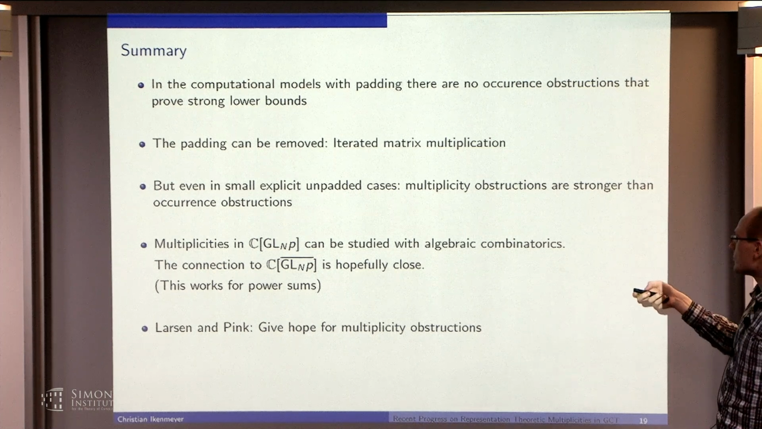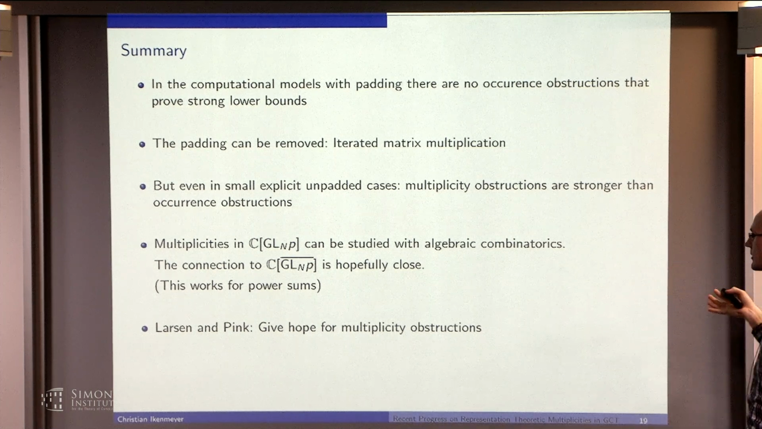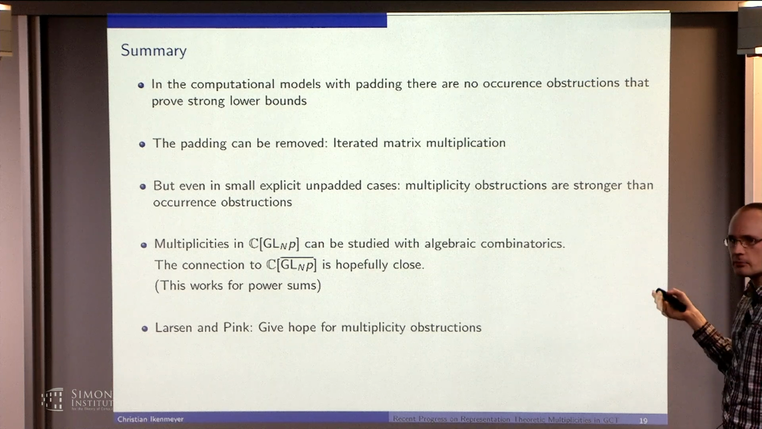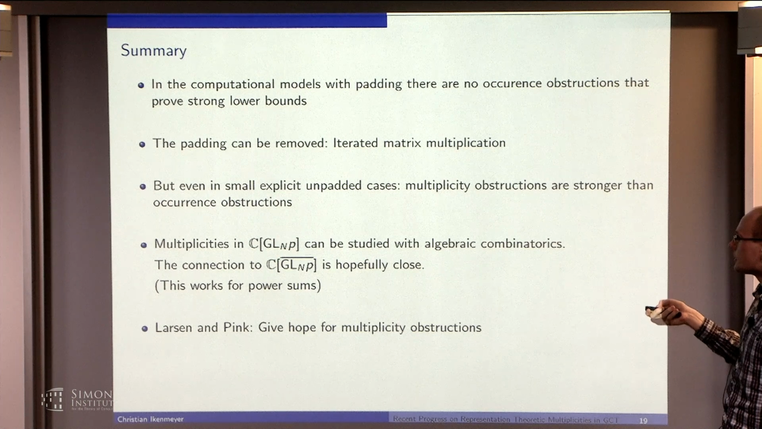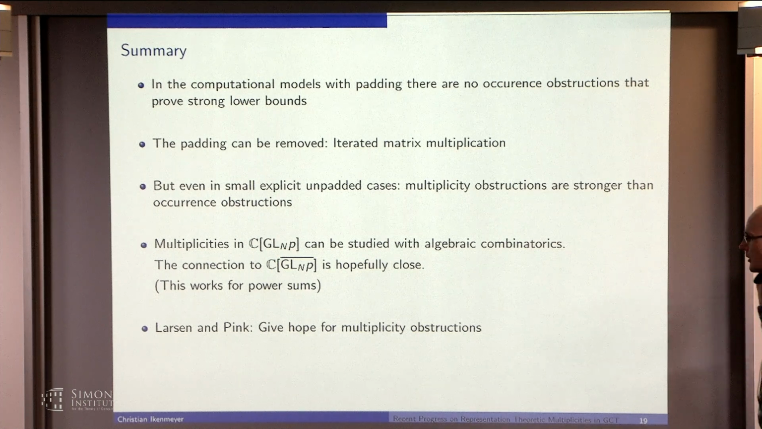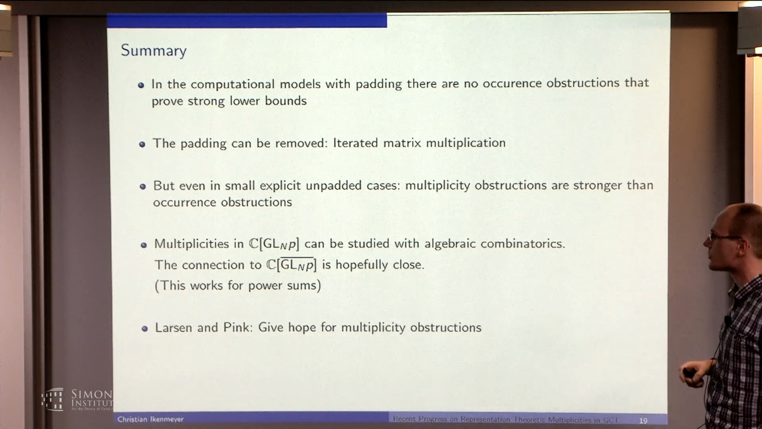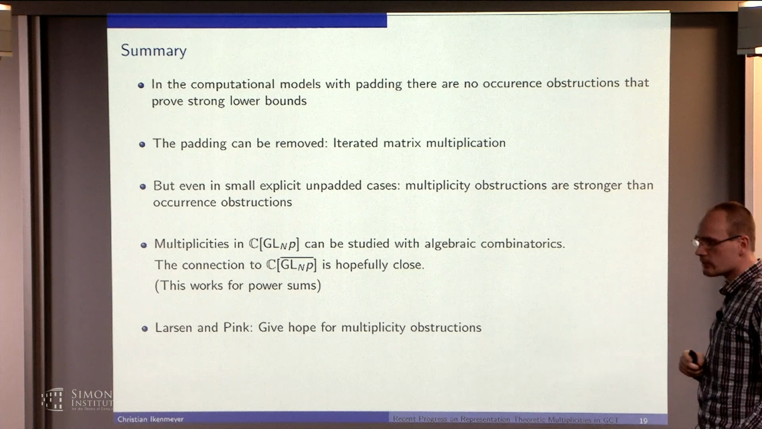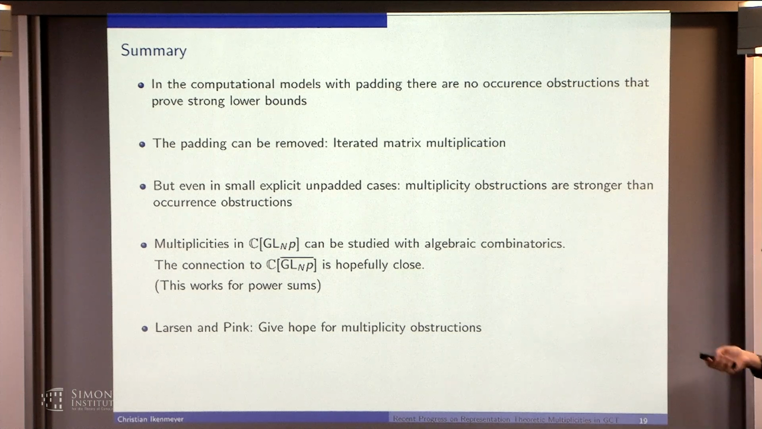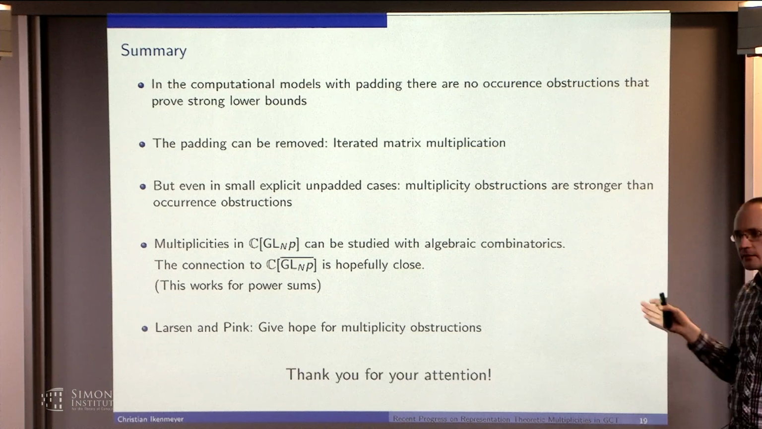And multiplicities in the orbit are easier to study. They come with a lot of algebraic combinatorics that could be understood. And so the connection to the multiplicities in the orbit closure is hopefully close, right? It works actually for power sums. It's pretty close for power sums. And the Larsen and Pink paper gives hope that multiplicity obstructions could actually work in the end. Right, that's it.